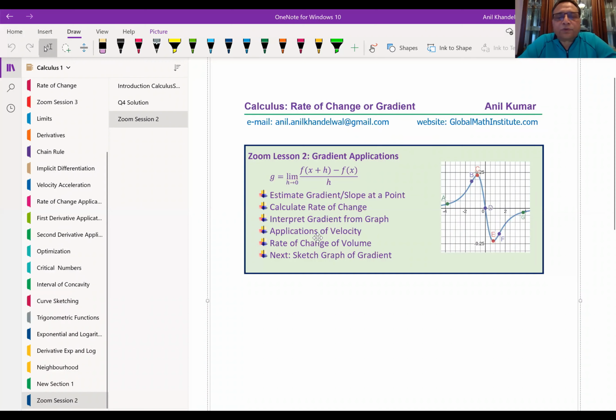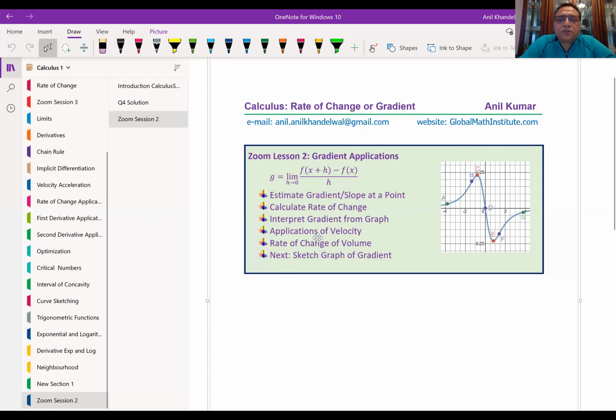She is doing GCSE level A and she is in year 12 preparing for GCSE. So the topics which we are going to cover today are something like this. Let me share my screen and then we'll go through these topics.